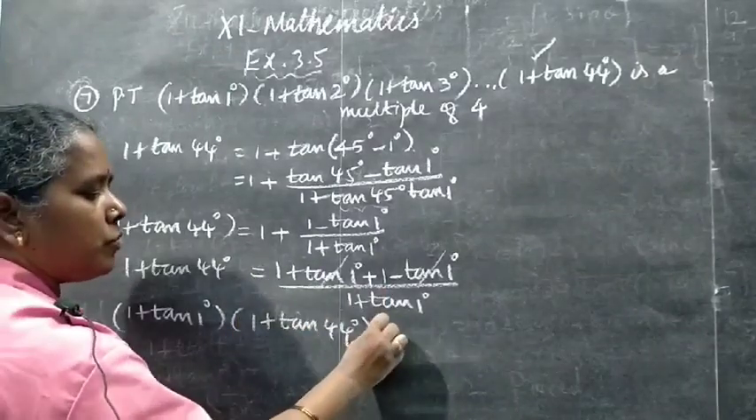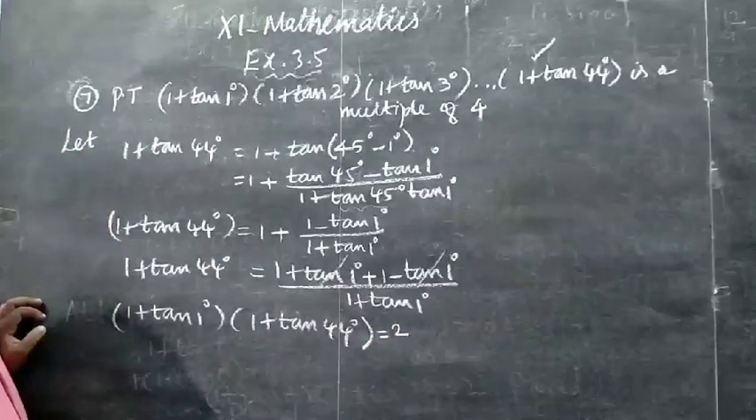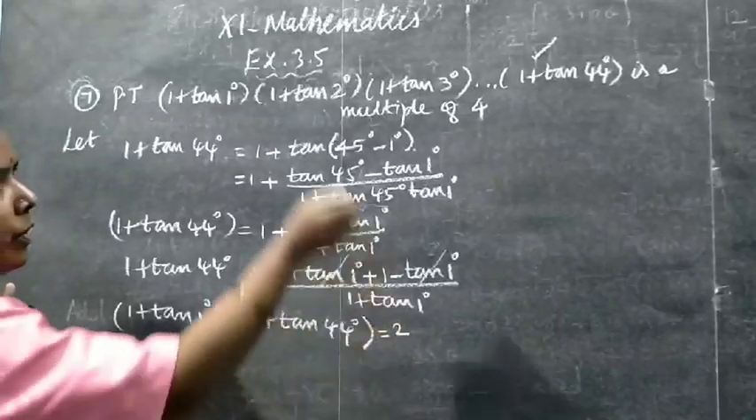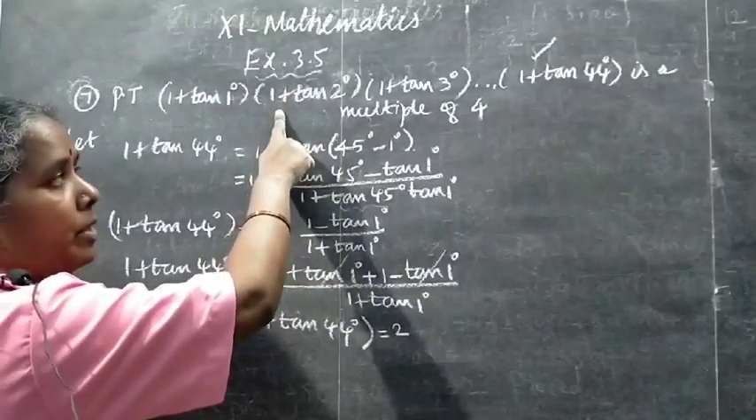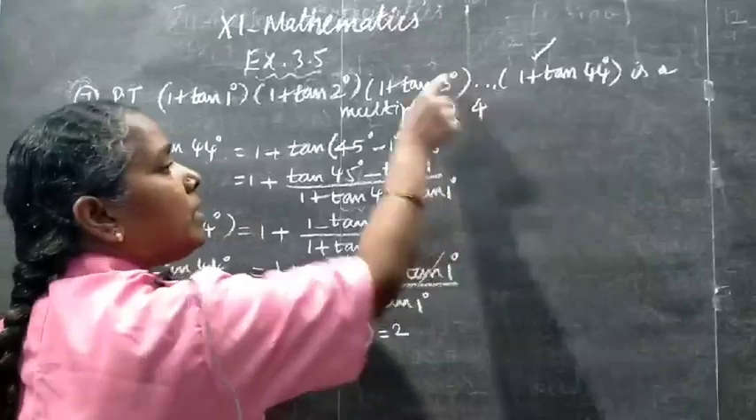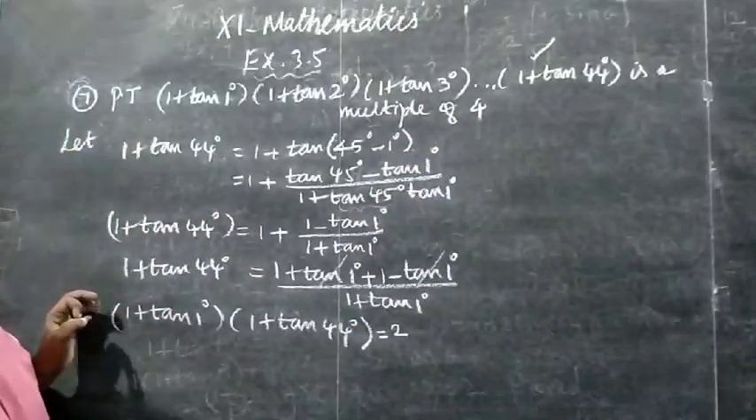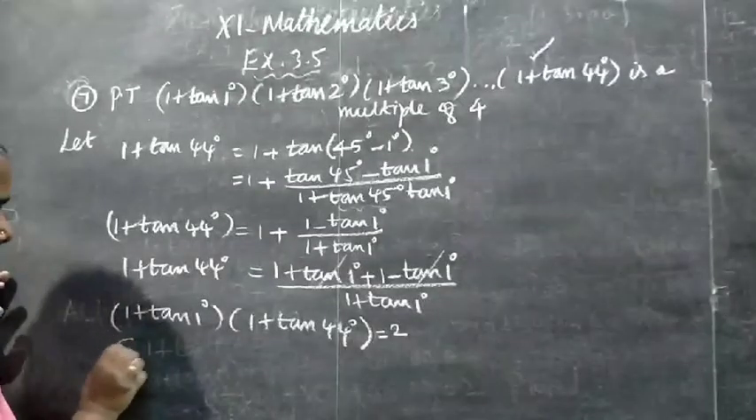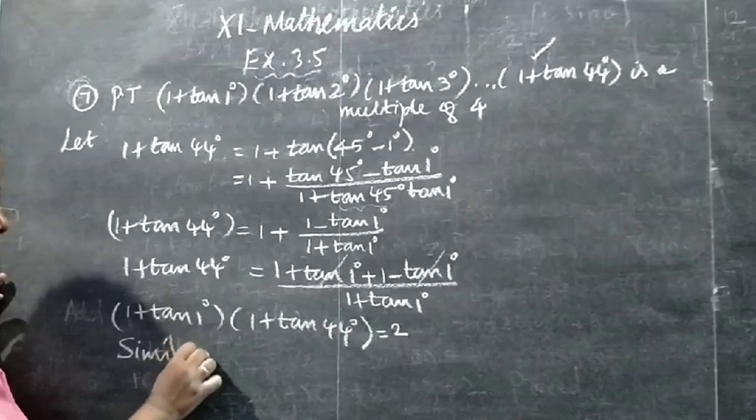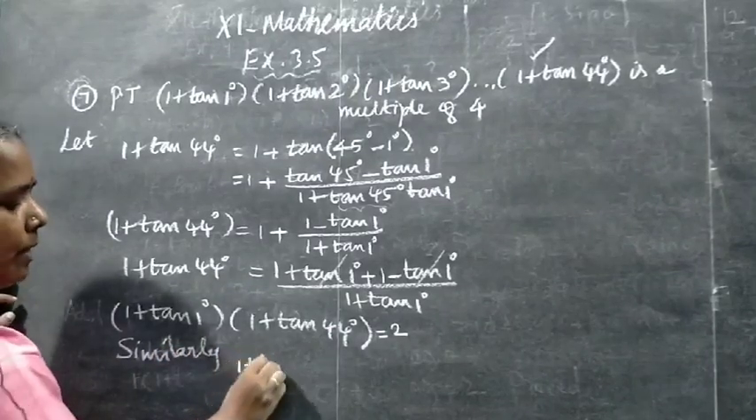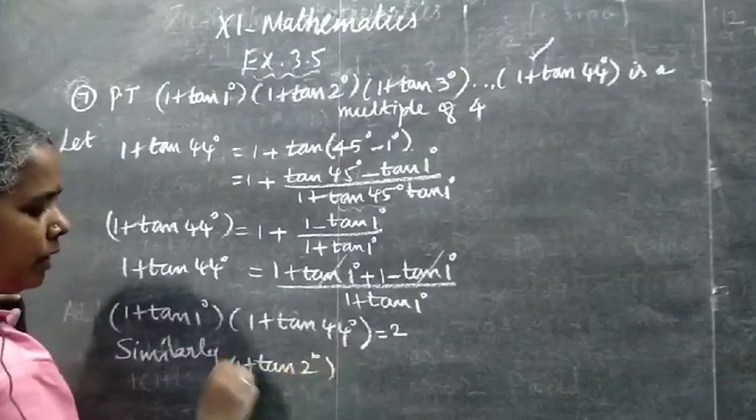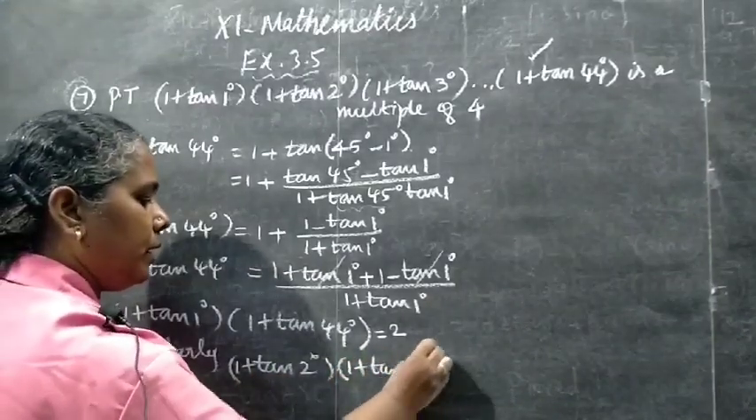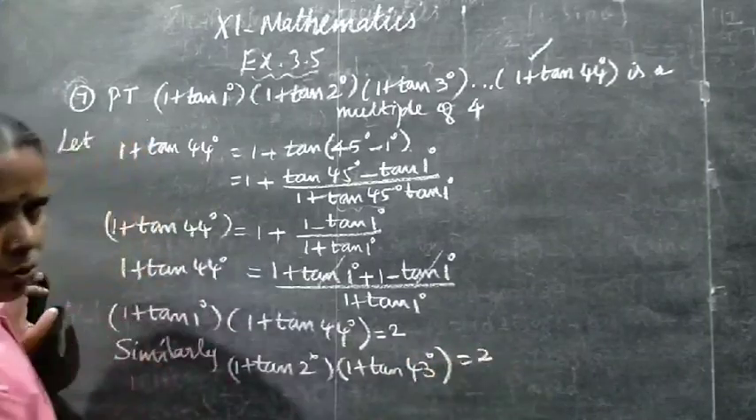is equal to 1 + 1 = 2. Okay, the product of the first and the last term is 2. Similarly, if you take (1 + tan 2°)(1 + tan 43°), definitely you will get the answer as 2. So for that I am going to write, similarly, (1 + tan 2°)(1 + tan 43°) is also 2.